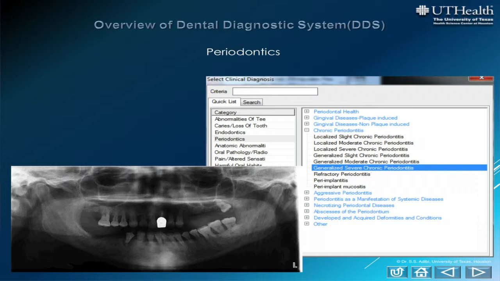The periodontics category consists of several subcategories such as periodontal health, gingival diseases, chronic periodontitis, aggressive periodontitis, periodontitis as a manifestation of systemic disease, necrotizing periodontitis, abscesses of the periodontium, developmental or acquired deformities and conditions, deposits on or staining of teeth, and others.